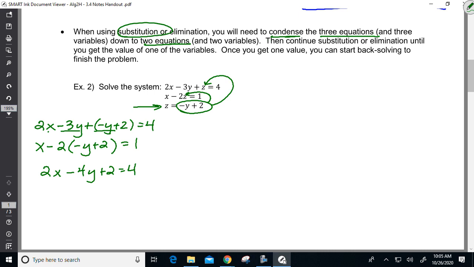So I'm going to take the 2 and move it over to the right-hand side. So subtract 2 on both sides. 2x minus 4y equals 2. So that's my rewritten first equation.